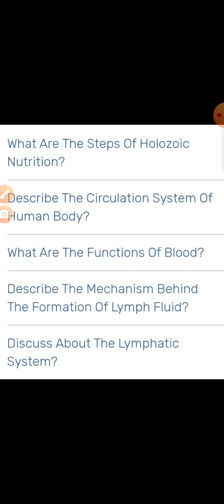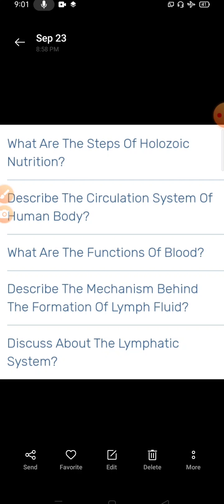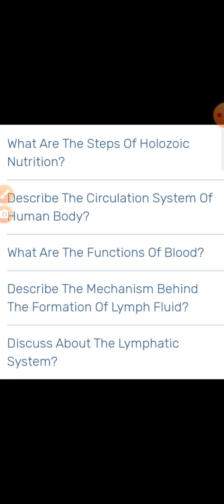How will you write? Suppose point number 1: you write transport of oxygen, give a colon, and then write what red blood corpuscles do. They contain hemoglobin that combines with oxygen and forms oxyhemoglobin, which is transported to the tissues of the body for the purpose of respiration. In this manner you have to write. Okay, understood?